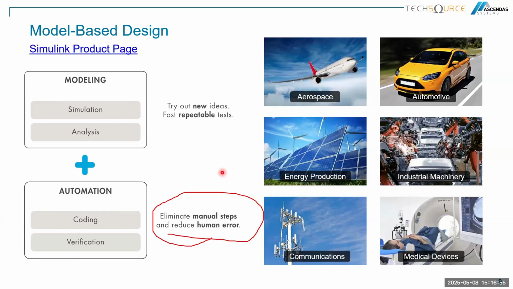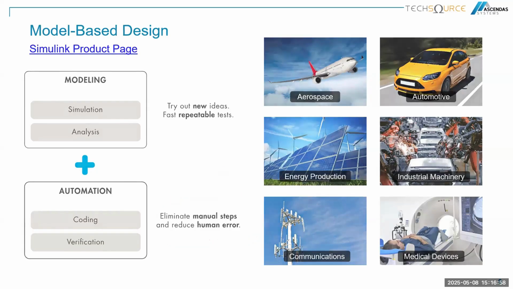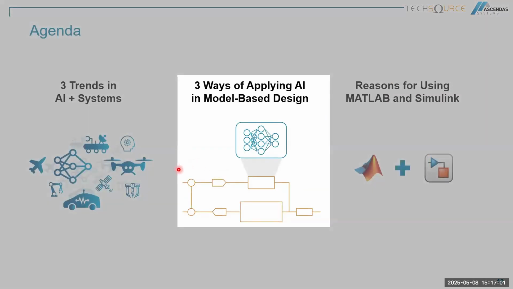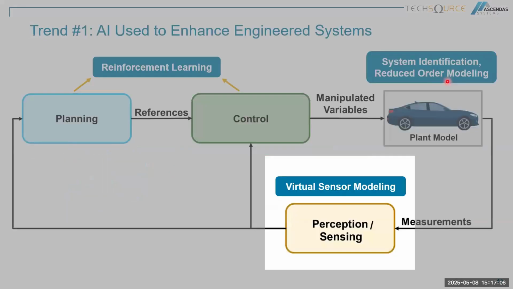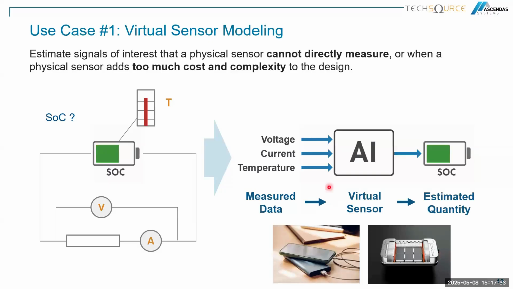So, okay, I will go to the second topic here, about how we apply AI in model-based design. At first, from this diagram, the first example is virtual sensor modeling. Virtual sensor modeling is an AI technique that estimates a signal which is quite difficult to measure directly, or where introducing a physical sensor brings too much cost or complexity.